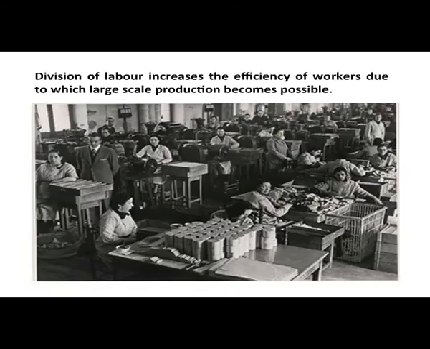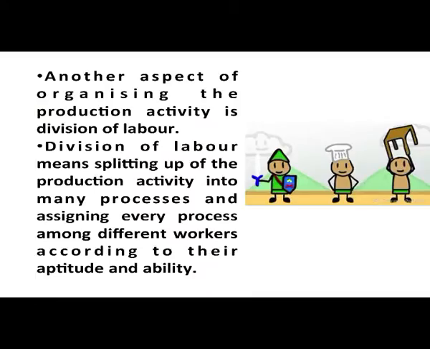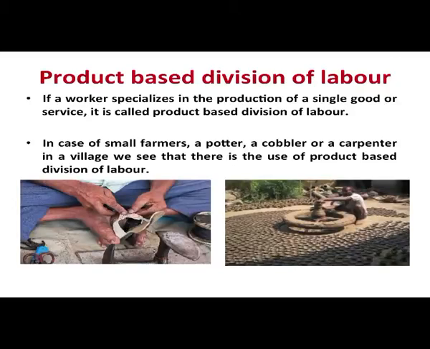Division of labor increases the efficiency of workers, due to which large scale production, or splitting up of the production activity, is possible. It also leads to different processes and assigns every process to different workers according to their aptitude and ability. So, division of labor can also be studied as two types. The first being product based division of labor.